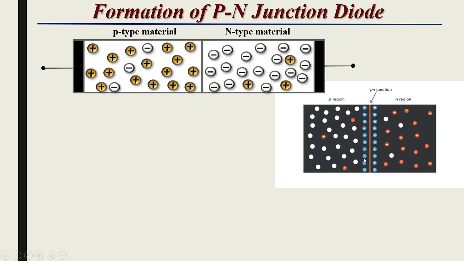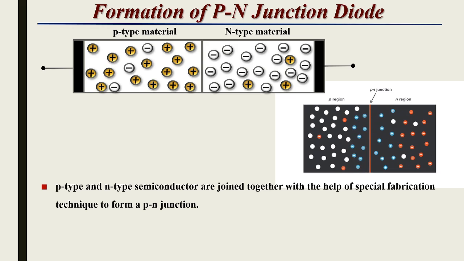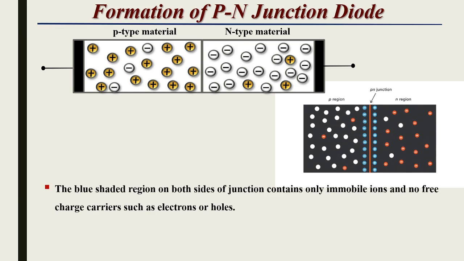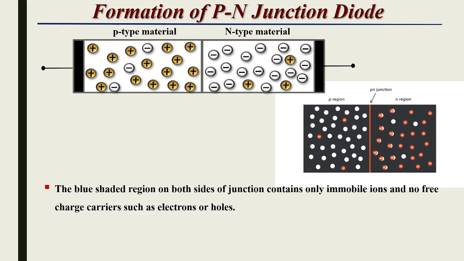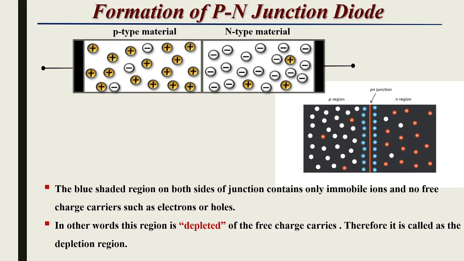So this is the depletion region generated when the p and n type material are connected to each other. These p-type and n-type semiconductors are joined together with the help of a special fabrication technique to form a PN junction. And the blue shaded region on both sides of the junction contains only immobile ions and no free charge carriers such as electrons or holes.